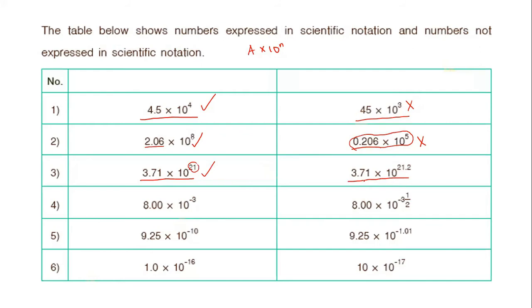Okay, we look at this. Do you think this one is in scientific notation or not? No. Why? Because the power is not an integer. The power is decimal, right? Yes, it is 21.2. No. Okay. Number 4.